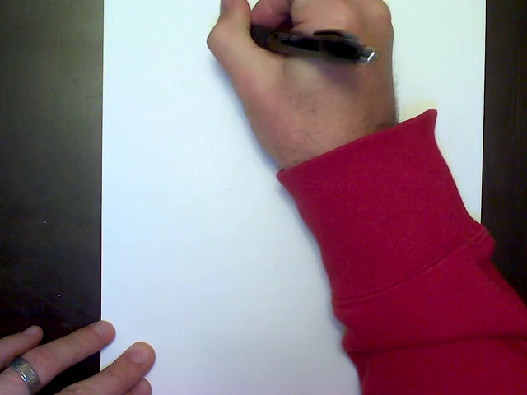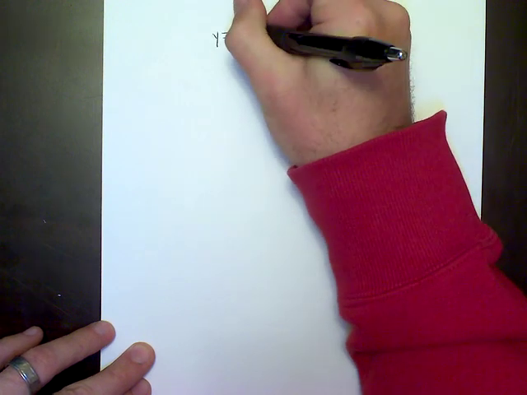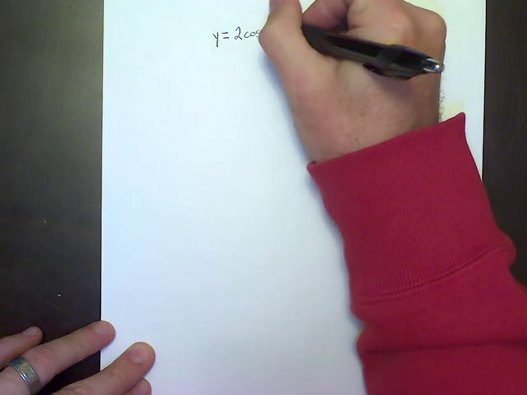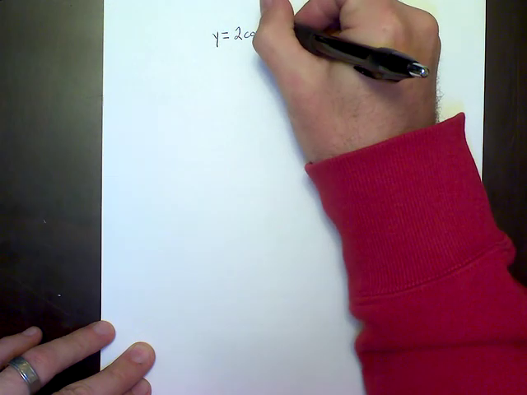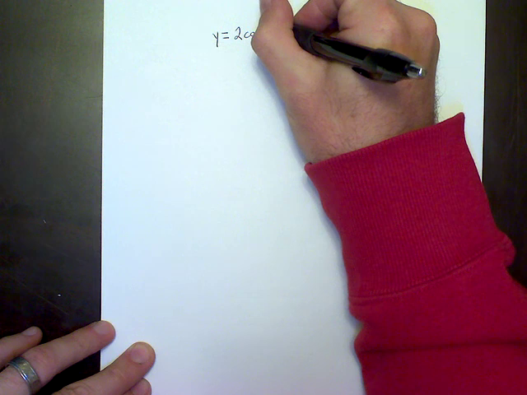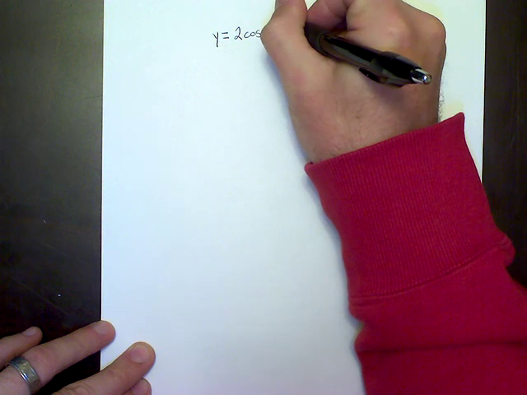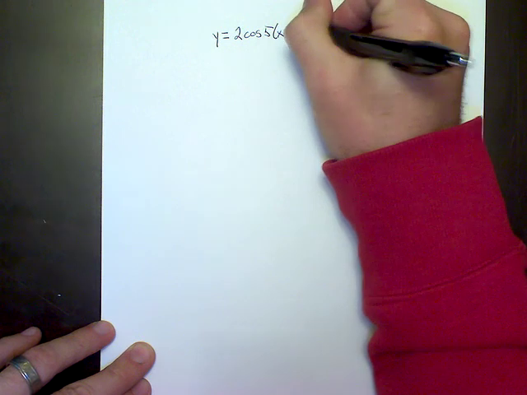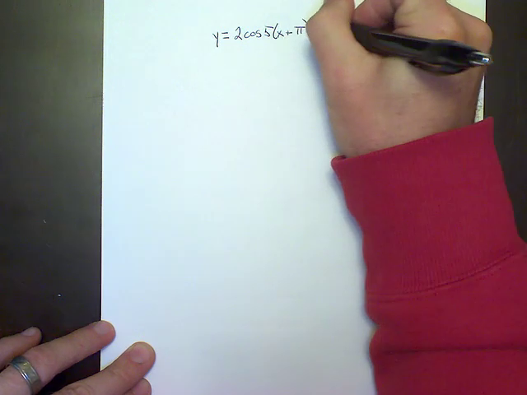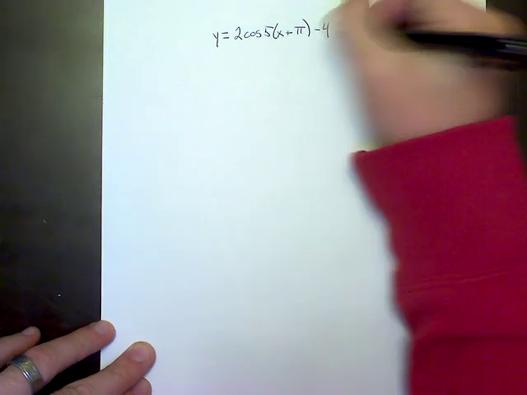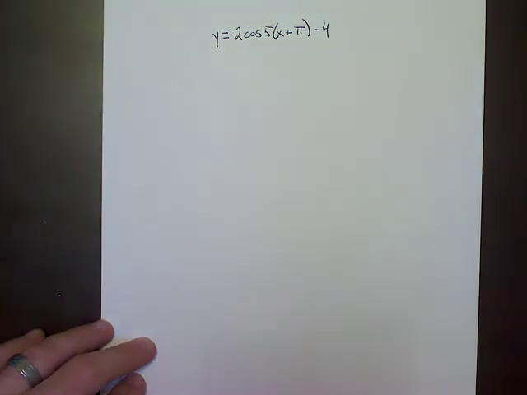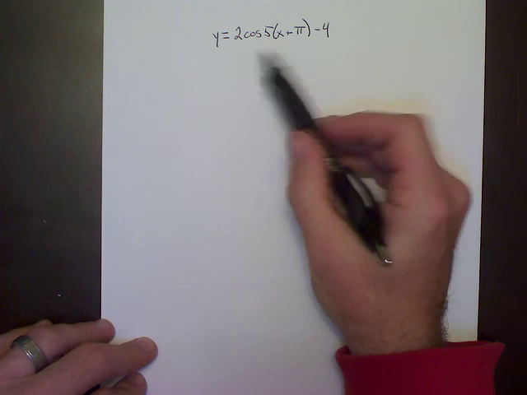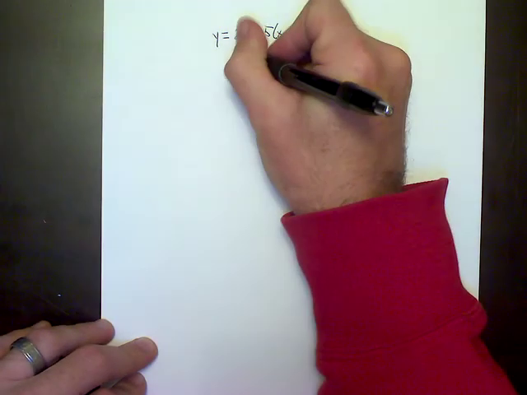Let's say we had y equals, I don't know, 2 cosine of 5 times the quantity x plus pi, minus 4. Right, so we'll take a look at this one, and we'll do another example. There's one more thing I want to show you. So again, we just want to find those four things.